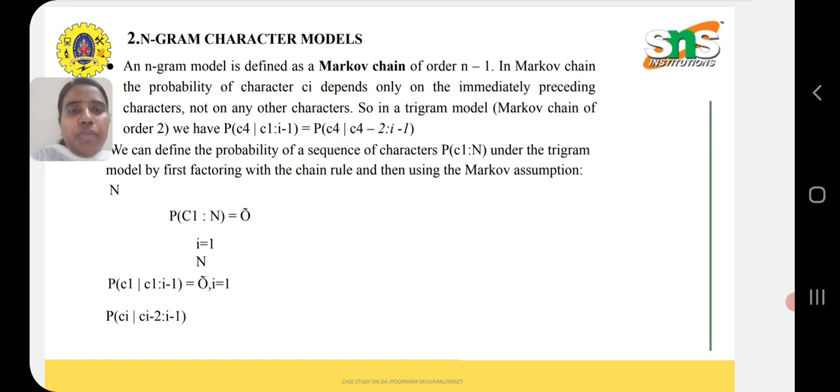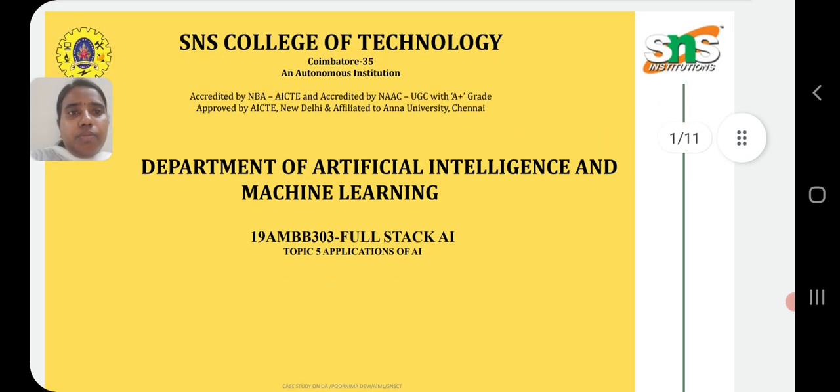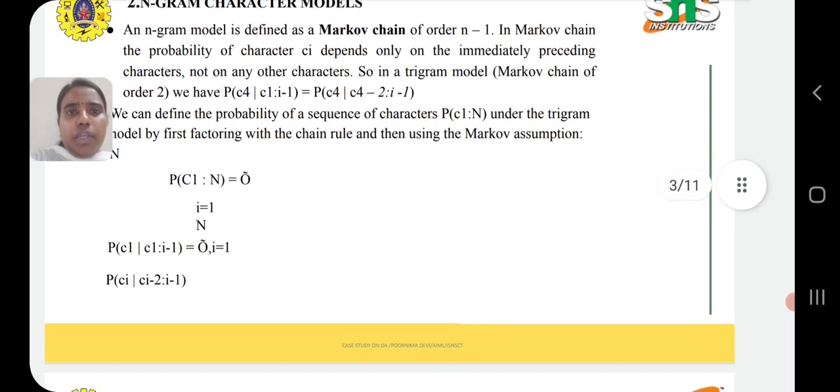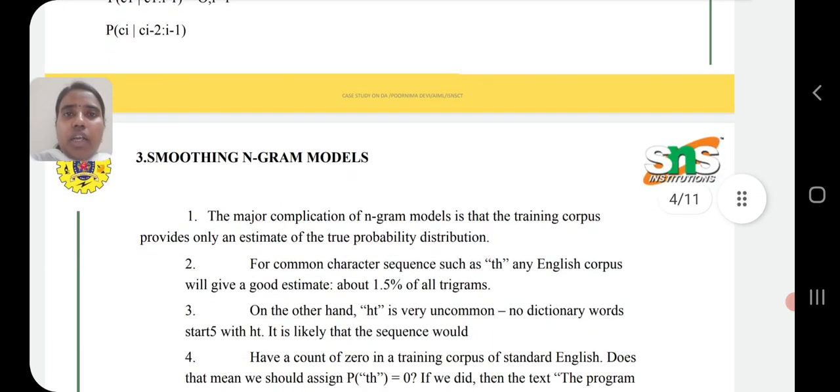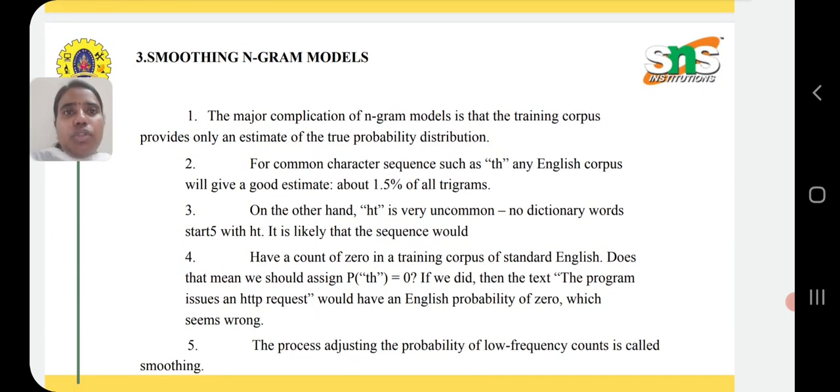We can define the probability of a sequence of characters P(C1:N) under the trigram model by first factorizing with the chain rule and then using the Markov assumption. So P(C1:N) is the product over i from 1 to N of P(Ci | Ci-2:i-1). From that, the language models can be calculated.